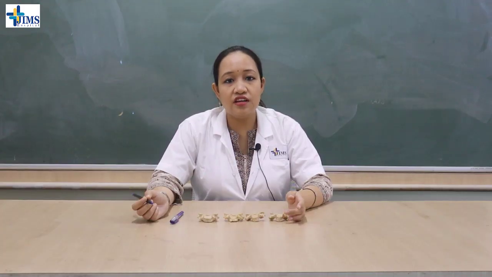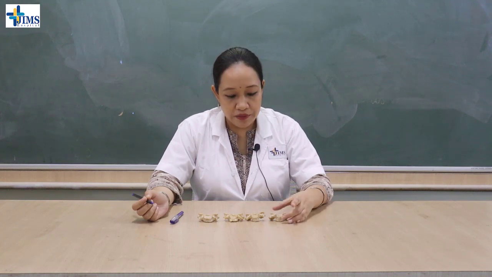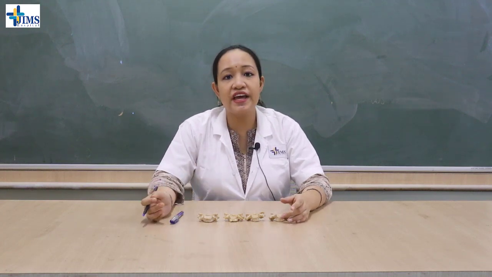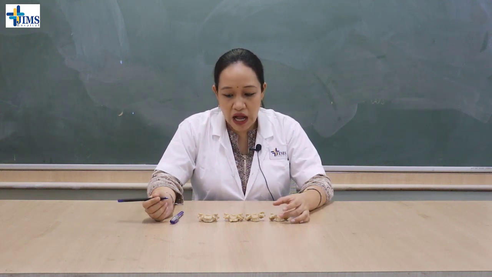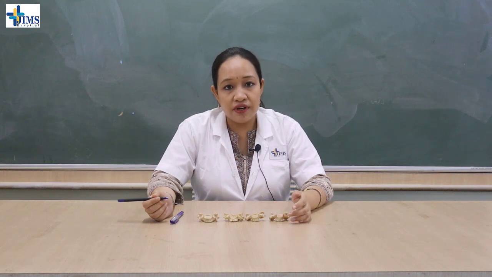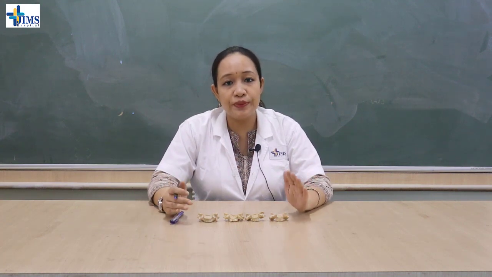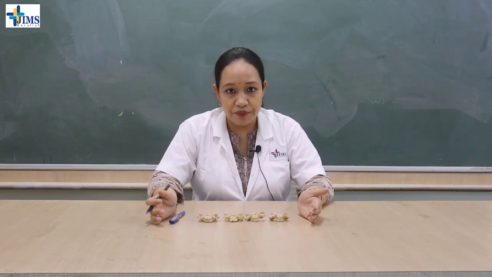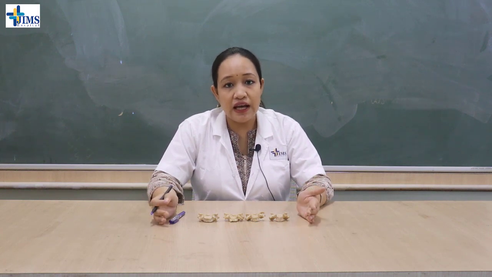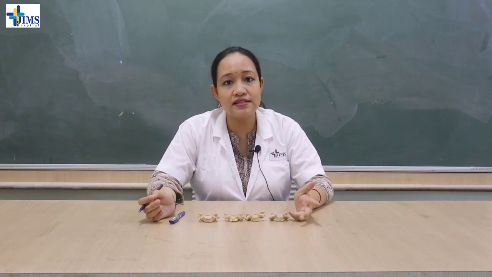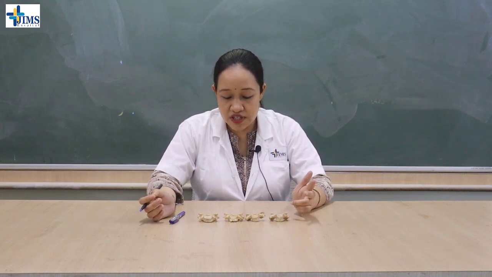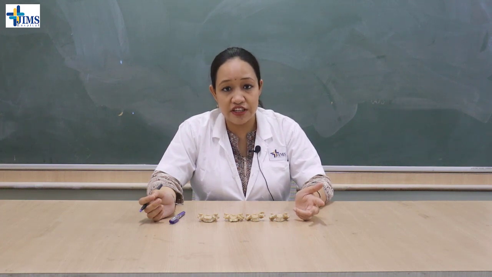Today we'll start with the bones of the head and neck. First we have the cervical vertebra. There are a total of 7 cervical vertebrae. Out of these 7, we can divide them into typical and atypical vertebrae. Atypical are C1, that is the atlas, then C2, that is the axis, and C7. C7 is also known as the transitional vertebra.